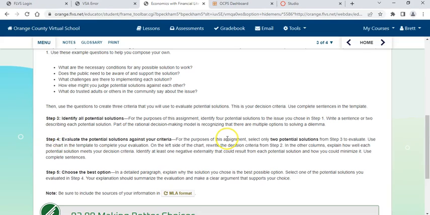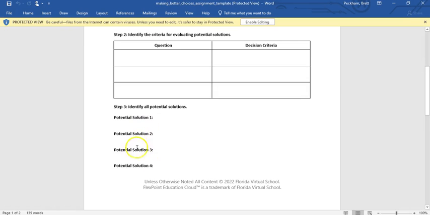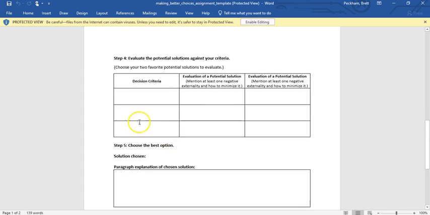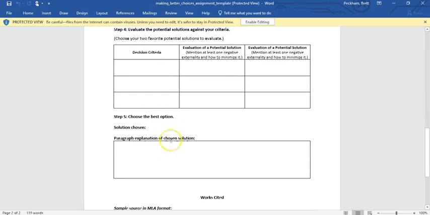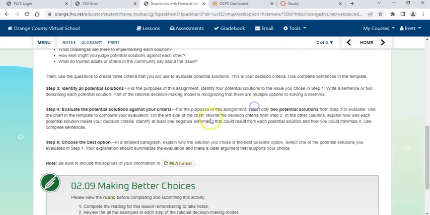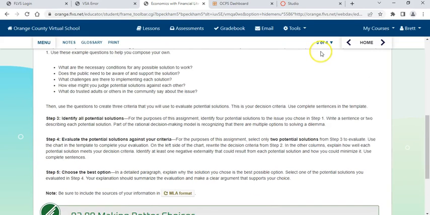And then in step 4, you're going to evaluate 2 potential solutions. Out of those 4, what are 2 of them? So you're going to give a little bit more analysis. So you have those 4 there. Then evaluate the potential solutions against your criteria. And then lastly, you have choosing your best option, and then why you have chosen that best option there. So you're basically just filling out that whole format. If you want to go back to the earlier pages, you can take a look at what they did for the sea turtles, and that walks you through the whole process.